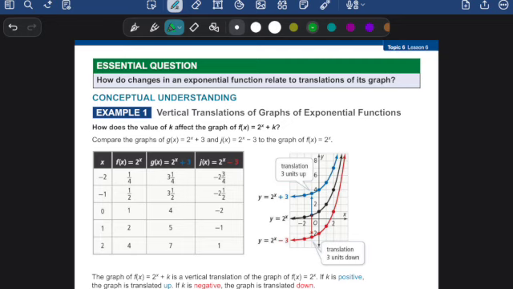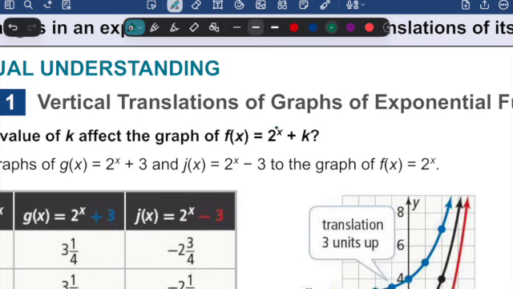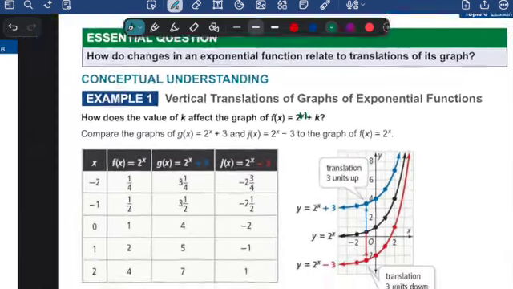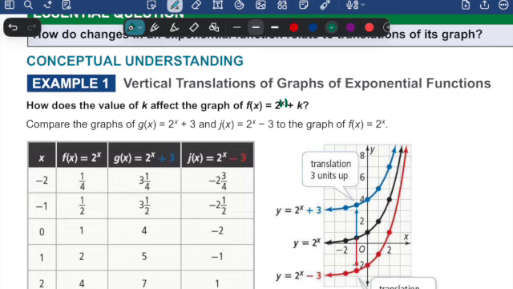Okay, so we can think of there being invisible parentheses. I'm going to zoom in. There's going to be little parentheses around our input. So if we're changing outside of our input, outside of those parentheses, like we are here, we're just adding k. This is going to be a vertical shift. We're shifting the whole output because we're still going to double, but then we're going to add a number. So our parent function is just 2 to the x, right?